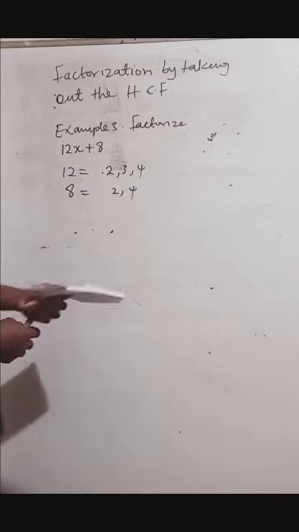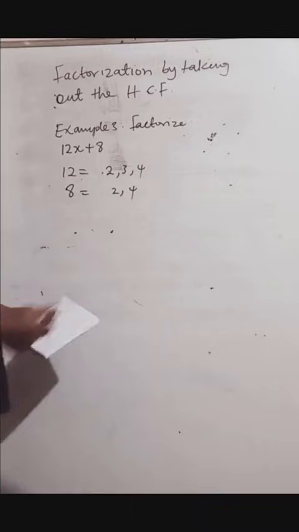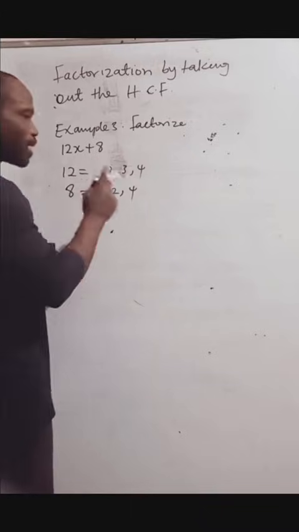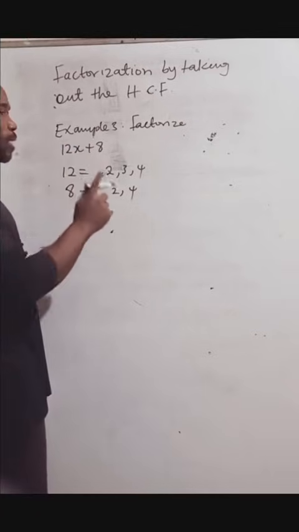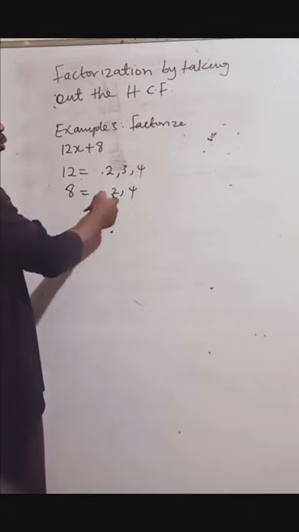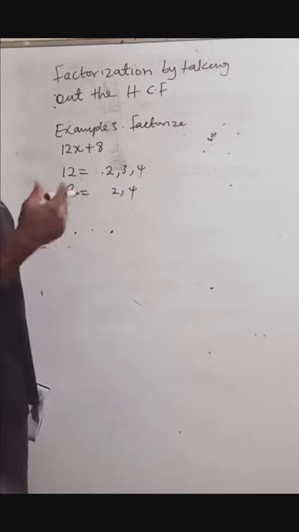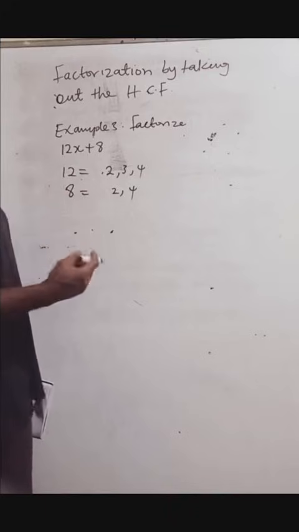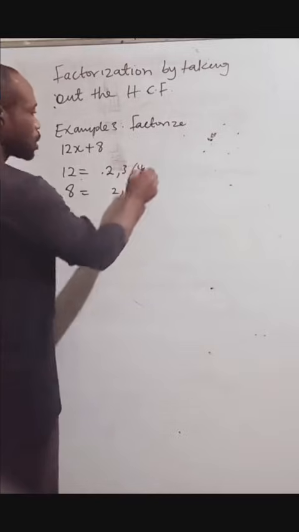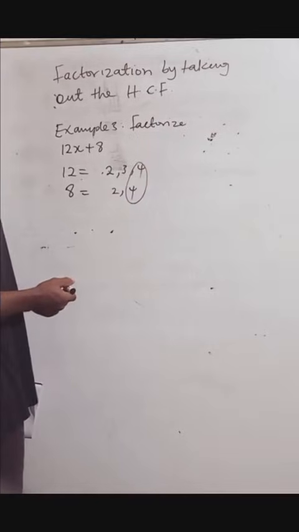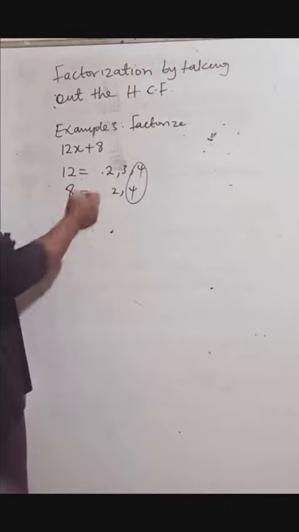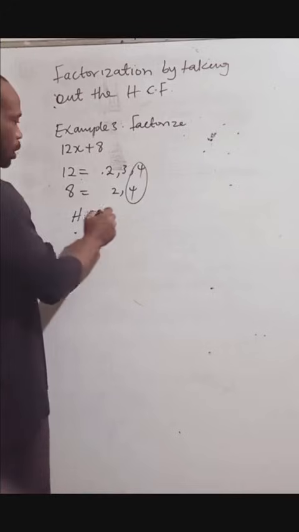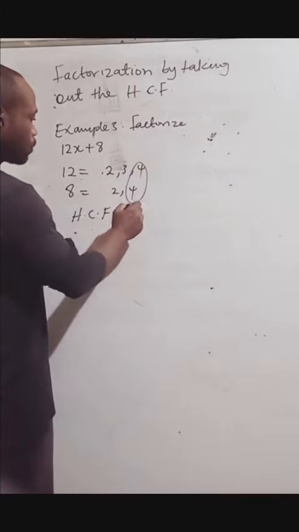So after writing out their factors, we consider the factors of both numbers. Then we pick out the highest common factor. That's the number that is common to both of them. We pick out the highest number that is common to both of them. And in this instance, the number is 4. So the HCF, the highest common factor of 12 and 8, is equal to 4.